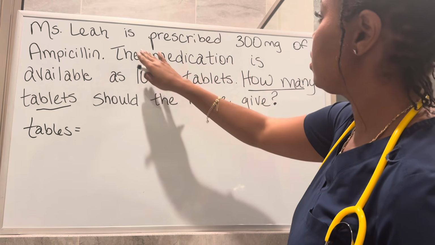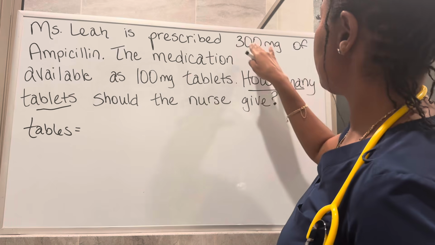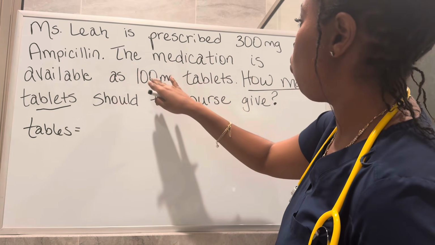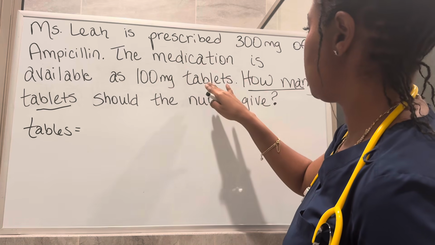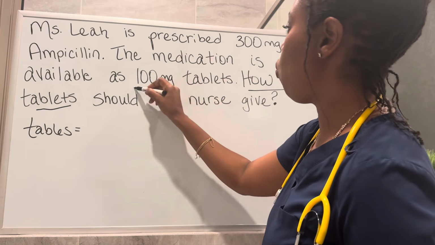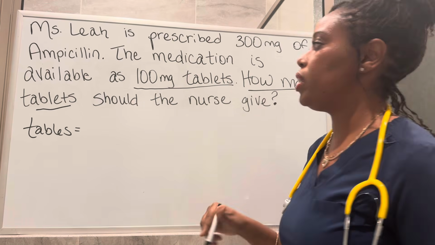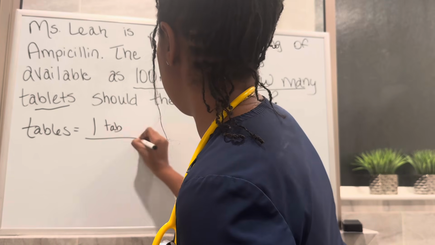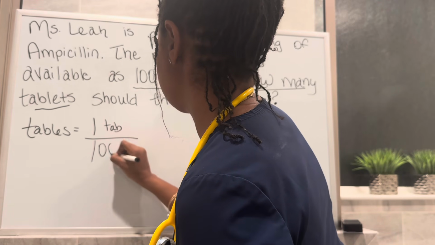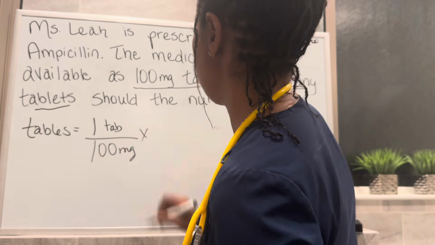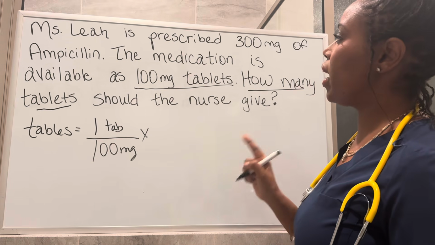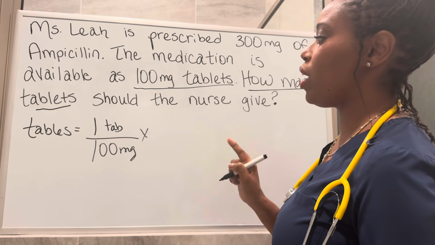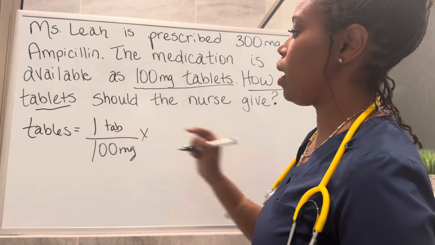We know that Leah is prescribed 300 milligrams of ampicillin. The medication is available as 100 milligram tablets. So that lets us know that there's 100 milligrams per tablet, okay? So I know that one tab is 100 milligrams. Okay, now what can I use to cross out milligrams, because at the end of my problem, I don't want to be left with anything but tablets.